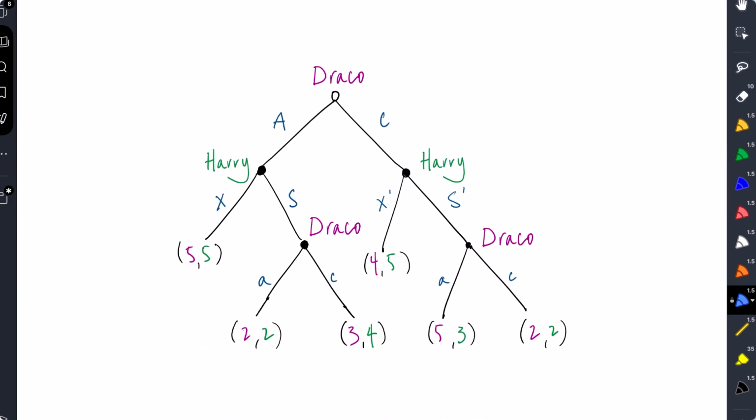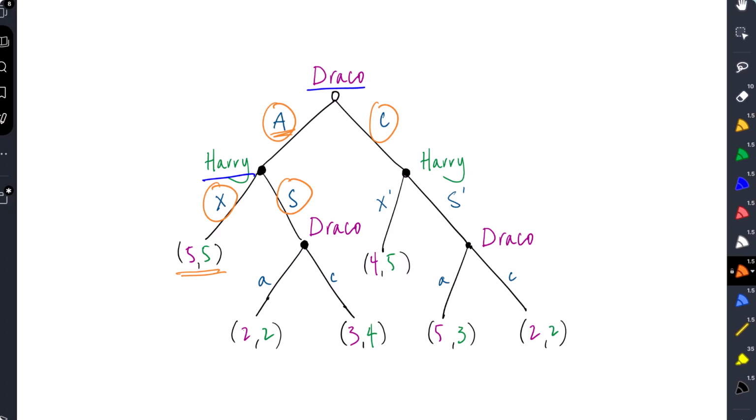All right, here's the example from the reading. In this case, we have two players. Again, the first player is Draco. The second player is Harry. And in each case, they are casting spells. So Draco can first cast spell A or spell C. If he casts A, then Harry has the option of casting X or S. If Harry does X, then the game ends and they get that payoff right there, 5-5.